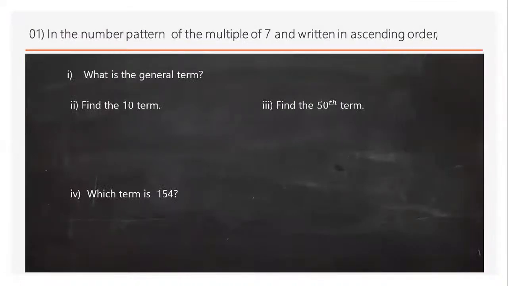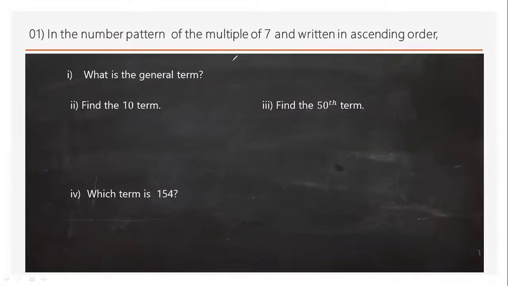In the number pattern of the multiples of 7, written in ascending order, we have to find the general term, find the 10th term, find the 50th term, and find which term is 154. Let's start with the general term.